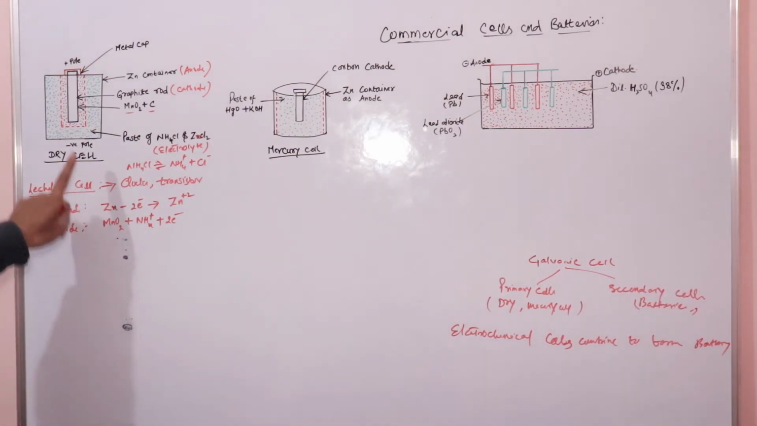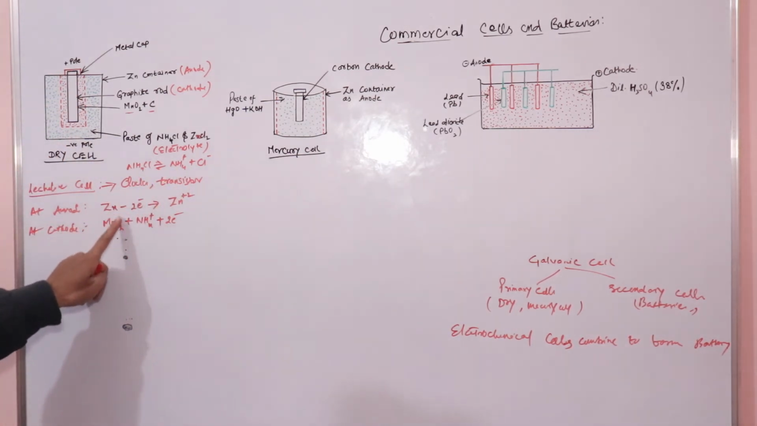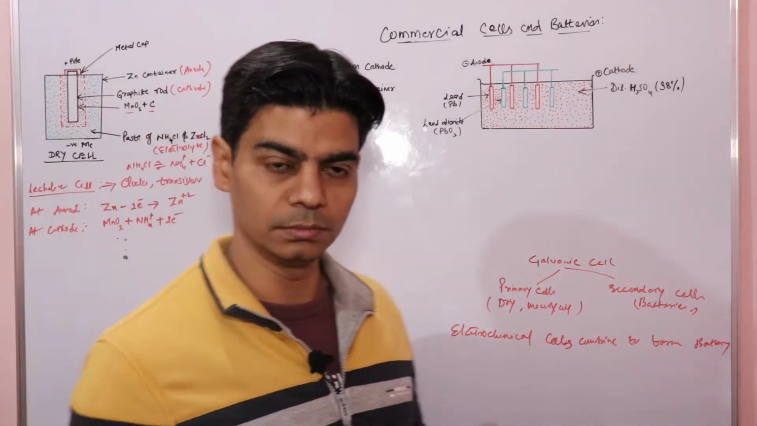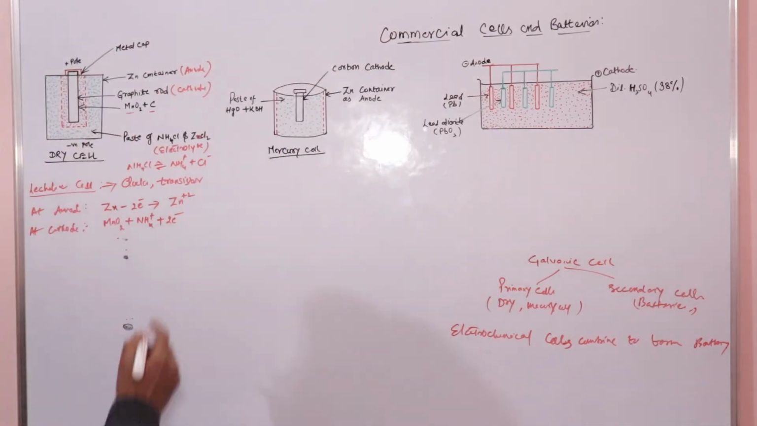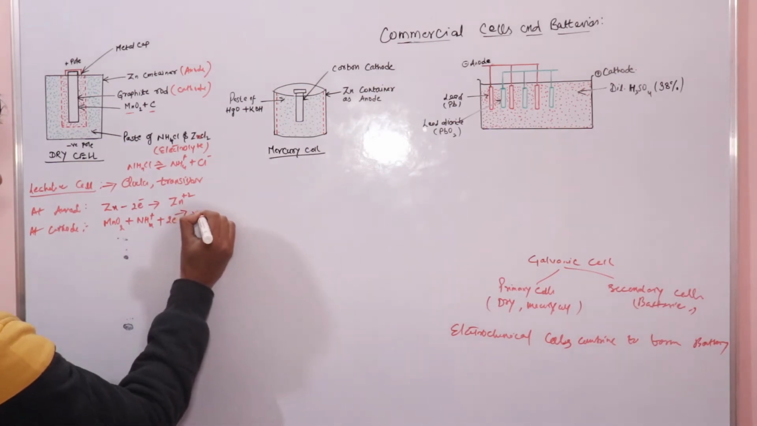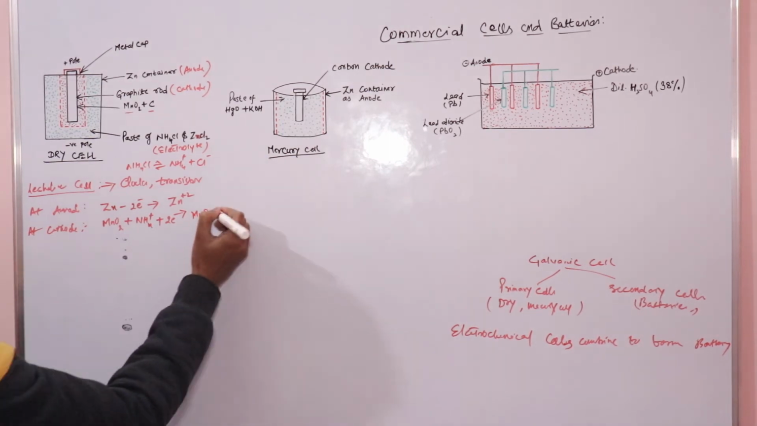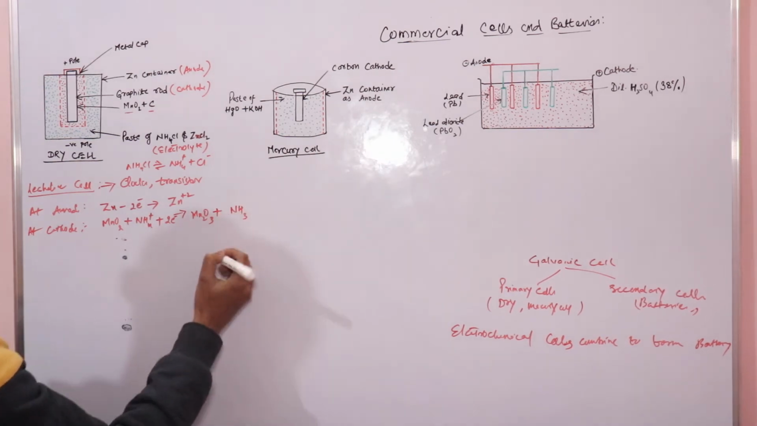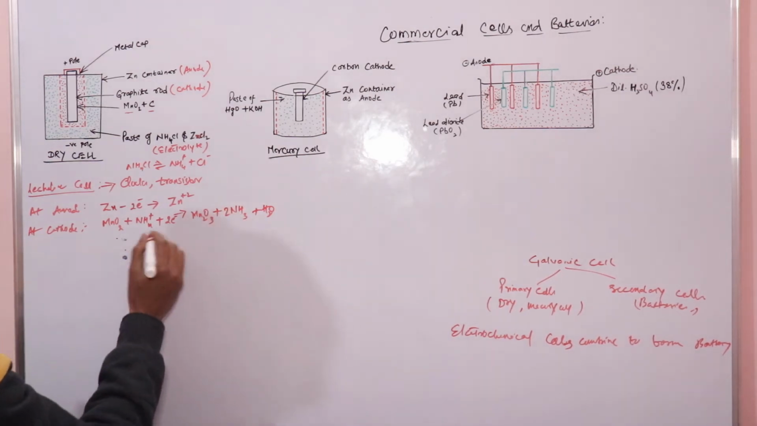So manganese dioxide comes from here, ammonium comes from the electrolyte, and 2 electrons come from the electrons that are lost by zinc, right? Zinc is acting as your anode. So here it forms Mn2O3, the product would be Mn2O3, plus ammonia will get formed, plus you have water. This is the reaction that takes place. You have 2 ammonia.